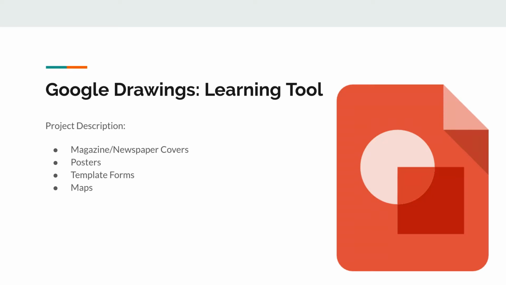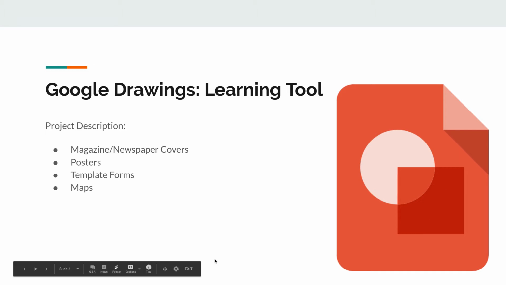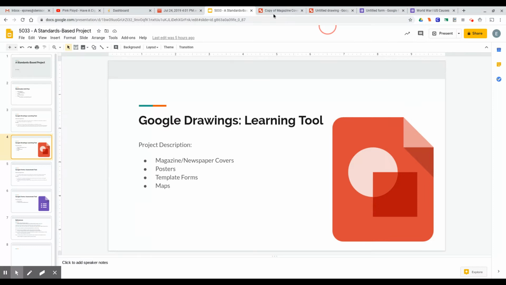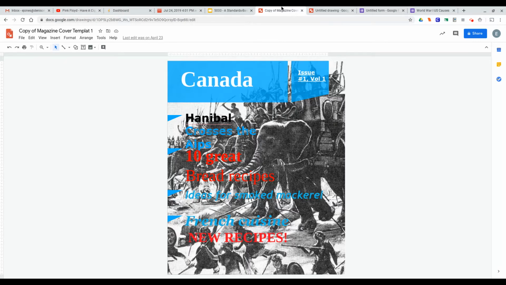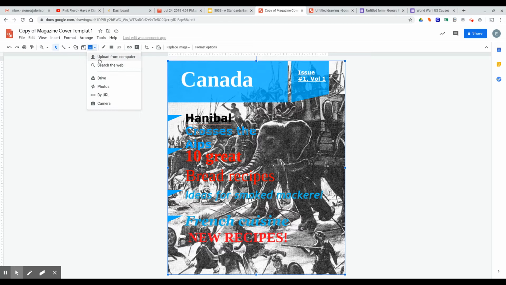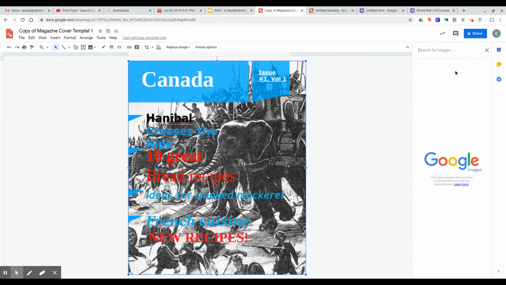Project description: magazine or newspaper covers would be one, posters, template forms, or maps. A few things that I have looked at before and have been thinking about trying are templates that I've found that are available. Most of the time with these, you can put in a text box, draw something, click on the back form, insert pictures, upload them from your computer, or upload them from the internet, and so on and so on.